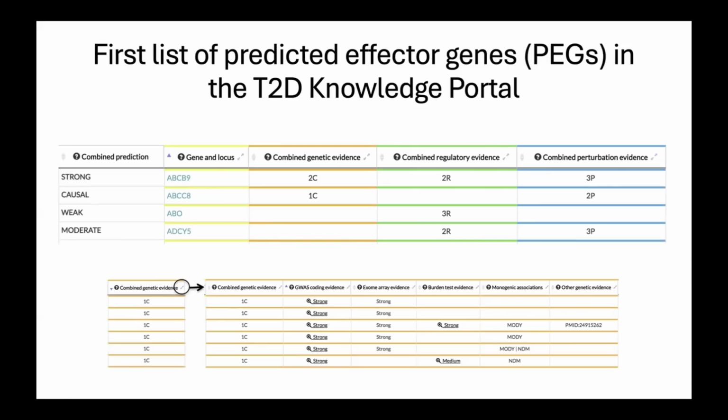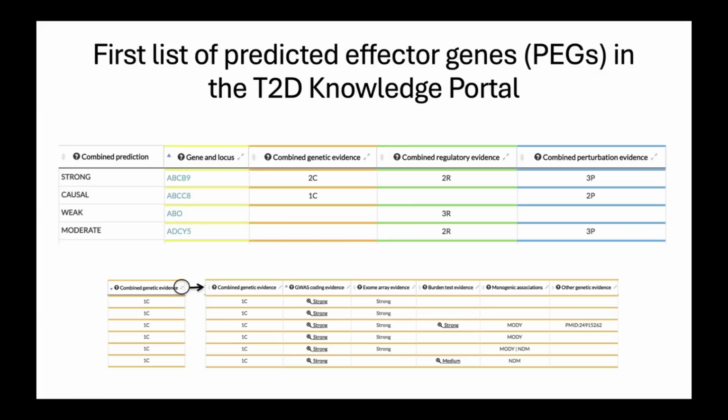So a little bit of history, we got into this area back in 2019 when Anubha Mahajan and Mark McCarthy made a list of PEGs for type 2 diabetes. And it was a major goal of our consortium, the Accelerating Medicines Partnership in Type 2 Diabetes, to implement this list in the knowledge portals. And those of you who've been looking at the portals for a while, this will be a blast from the past because this is the way it looked in 2019.